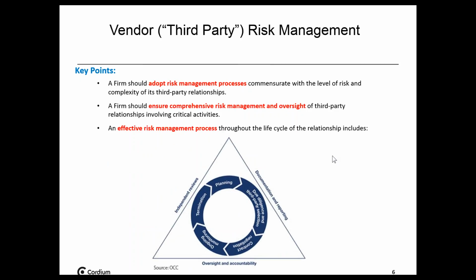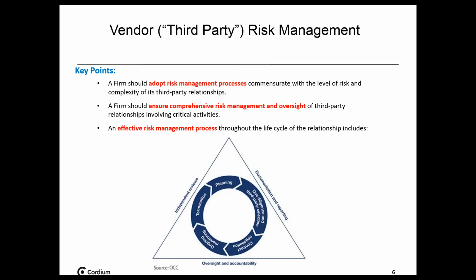Basically, managing your vendors is an overall process, and it's a continual process. Once the vendor's onboarded, it doesn't stop there. What are you going to do on an ongoing basis? Depending on the amount of risk related to that vendor, there'll be more work.